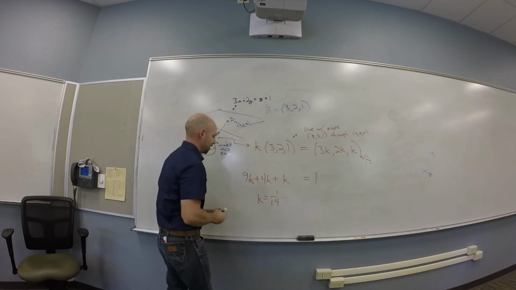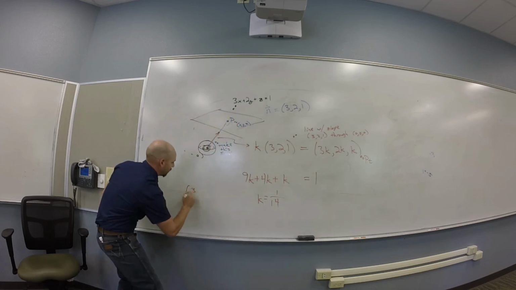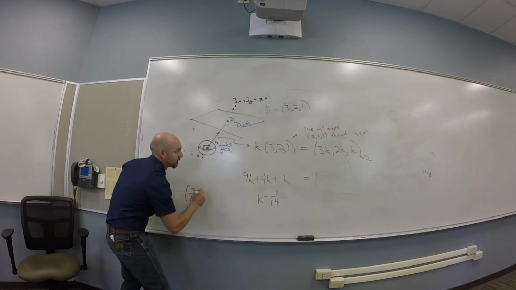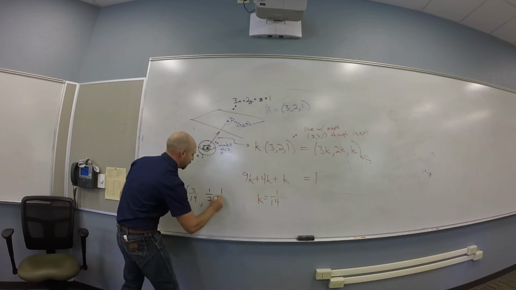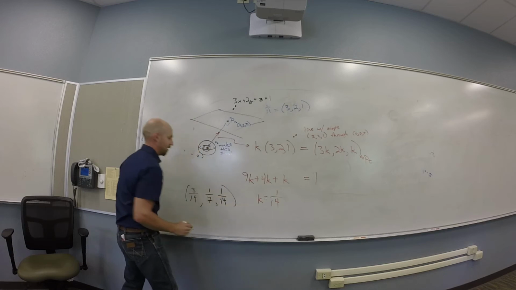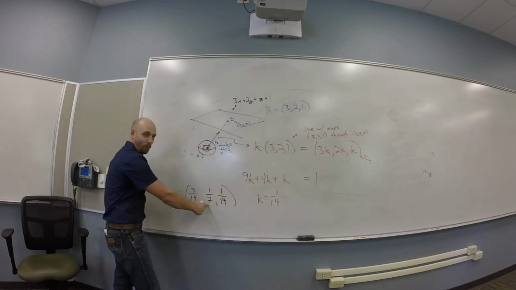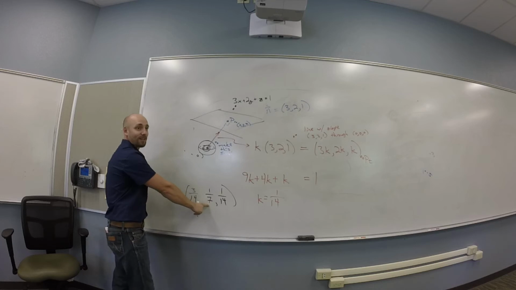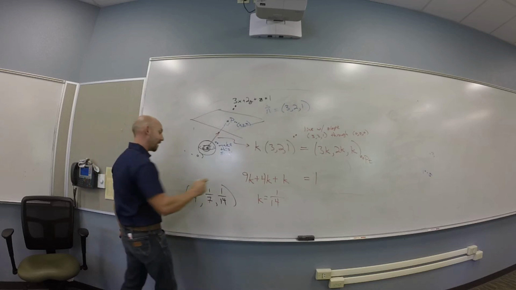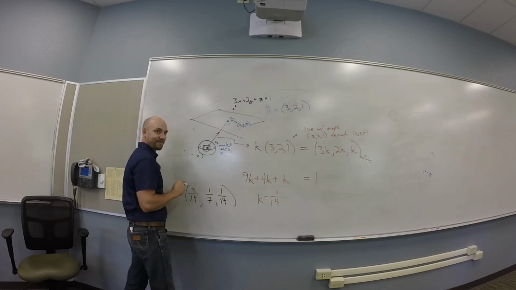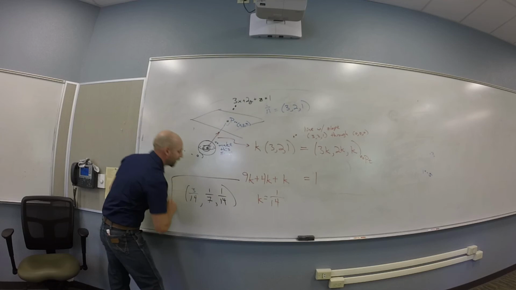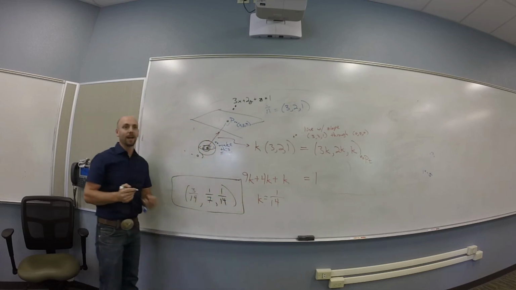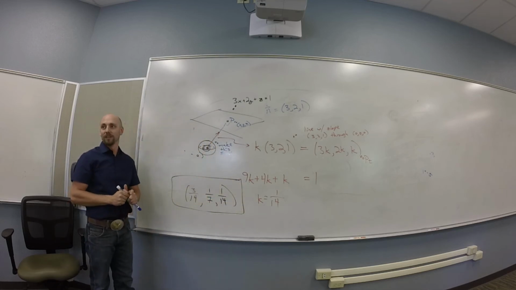And so you get 3/14, 1/7, 1/14. And guess what that is? I really hope the 1/7 was the y I got a while ago, but I can't remember, and don't tell me if it's not. No, it was. It better be. It is. So this is my closest point on the plane.